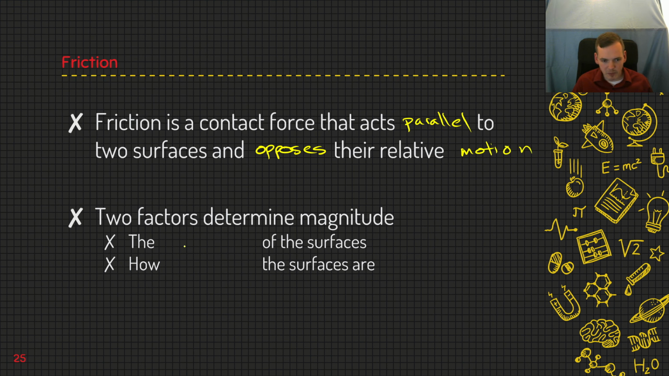And two factors determine the magnitude: the roughness of the surfaces and how hard the surfaces are pushed together. So I think these kind of intuitively make sense, right? If something's really smooth, the friction's going to be lower. If something is really pushing down on another object, you're going to get better friction between them. So if you have a piece of sandpaper and you really push with it, you're going to be able to cause a lot of friction.